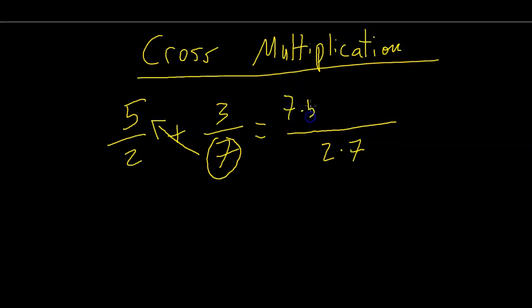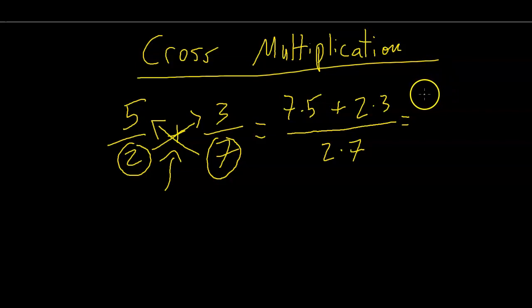And your first part of the numerator is 7 times 5. You keep whatever operation you were doing in the first place, in this case addition, plus, then you cross multiply the other way from the bottom left to the top right. We get plus 2 times 3. Then you just complete your arithmetic. 7 times 5 is 35, plus 2 times 3 is 6, over 2 times 7 is 14.